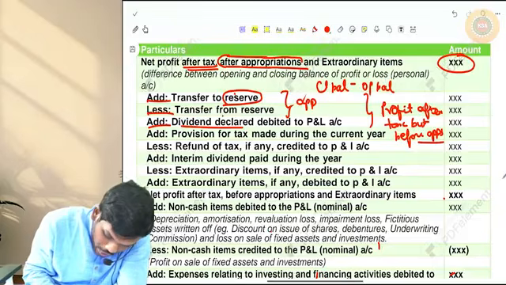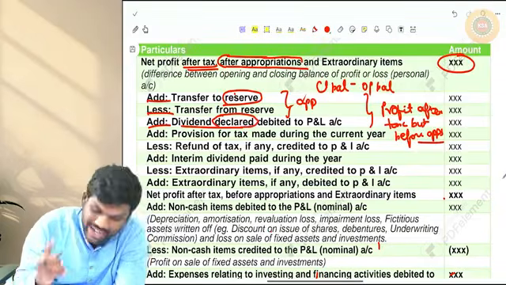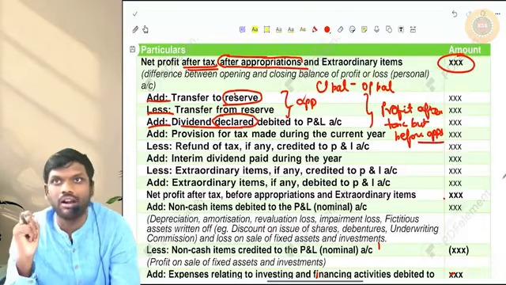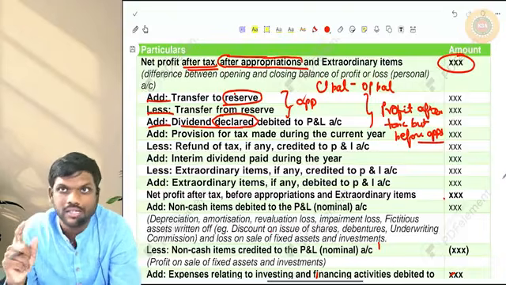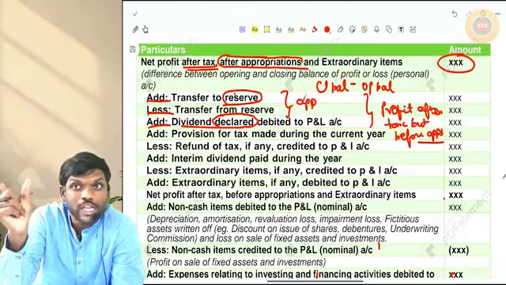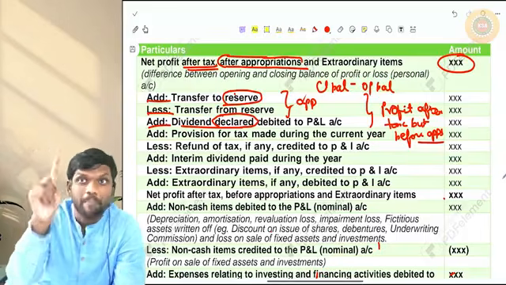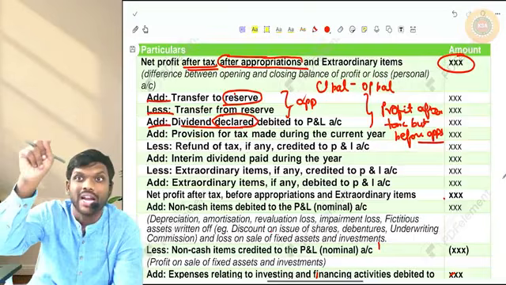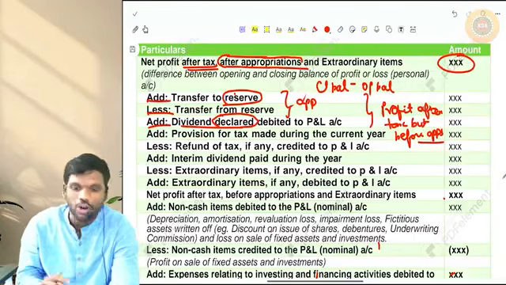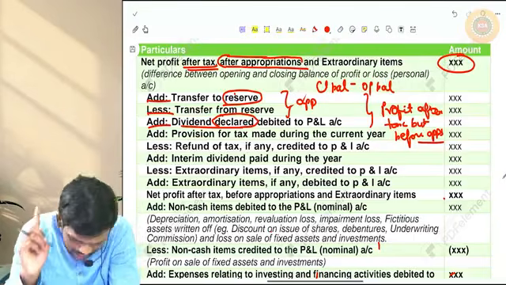Remember, what you have to add is not dividend paid, but dividend declared. In class we would have discussed this. When you prepare the dividend payable ledger account, you will have two things: one is dividend declared, another is dividend paid. What will affect your P&L is dividend declared. So what you have to add here is dividend declared.